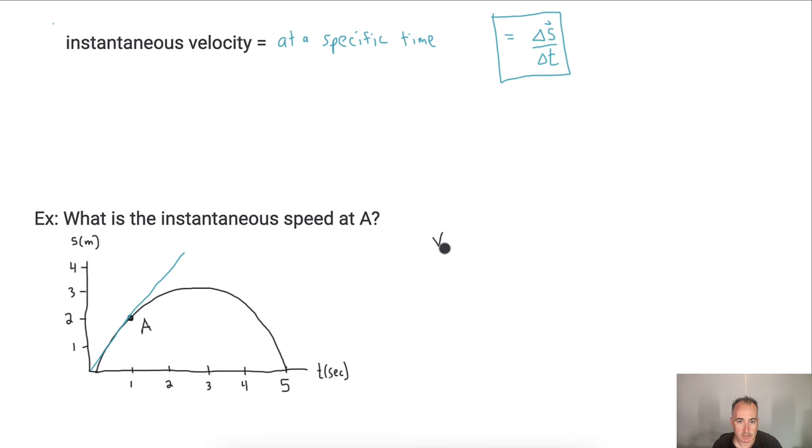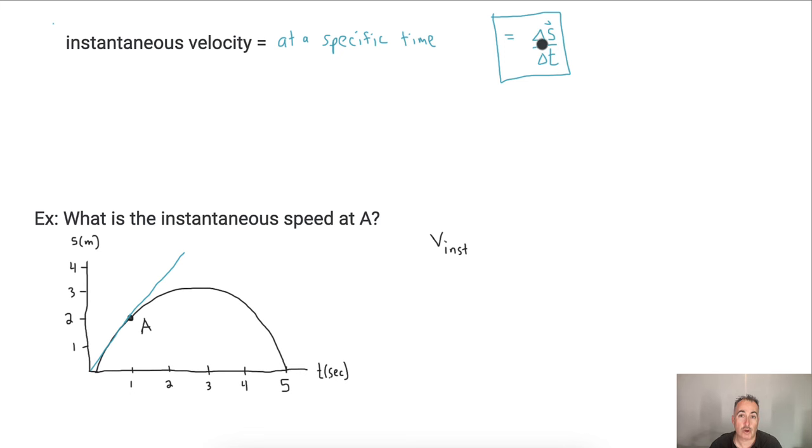So my speed, and I'll maybe say INST. So V, instantaneous. And remember, we want speed instead of velocity. If it was instantaneous speed, we would just say the change in distance over time. If we wanted instantaneous velocity, it's the vector, so we just say the change in displacement over time.